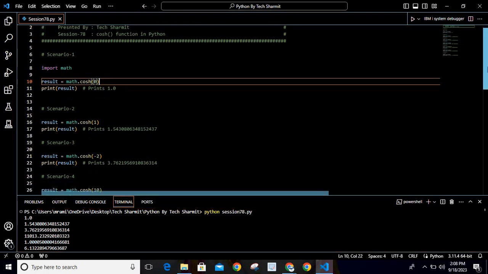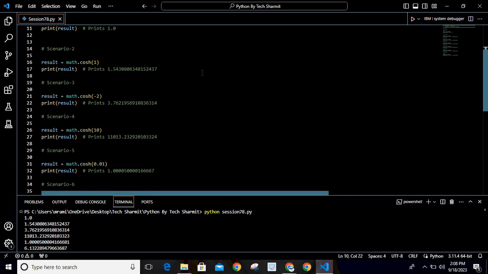Now look at the second scenario. In the second scenario, we are passing the value 1. So when you calculate the hyperbolic of cosine for 1, the output would be 1.543 something. Alright. Now look at the third scenario. In the third scenario, we are passing a negative value. So yes, we can pass a negative value as well. As the parameter, I am passing -2. So when it calculates the cosh for -2, the output would be 3.7621 something.